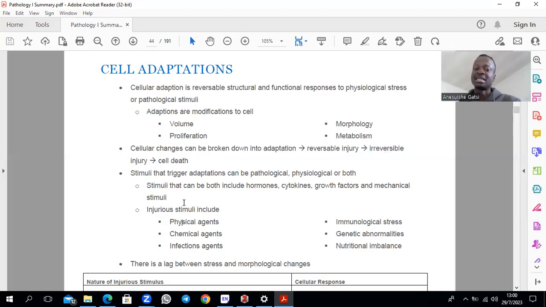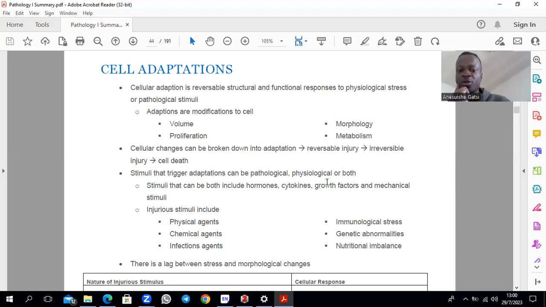So we have various things that trigger cell adaptation, both from the pathological and the physiological. So maybe before we go far, there are 6 things that we normally talk about, which is atrophy, neoplasia, hyperplasia, hypertrophy, then you have metaplasia, right? Then you also have dysplasia. The prefix dys means abnormal, and plasia is growth. So these triggers can be pathological or physiological, right?